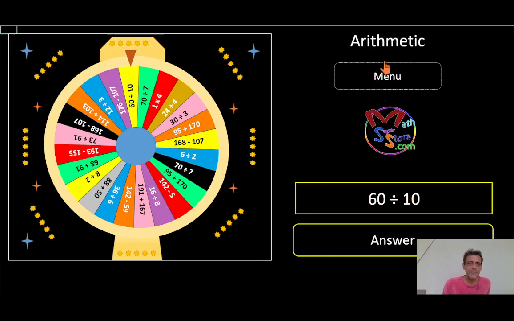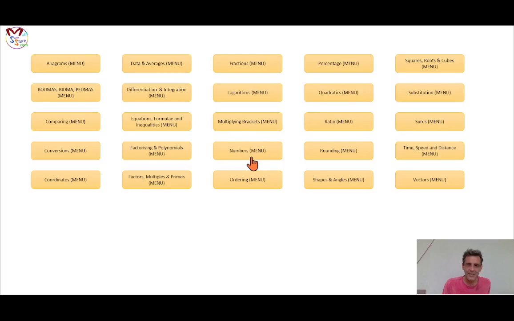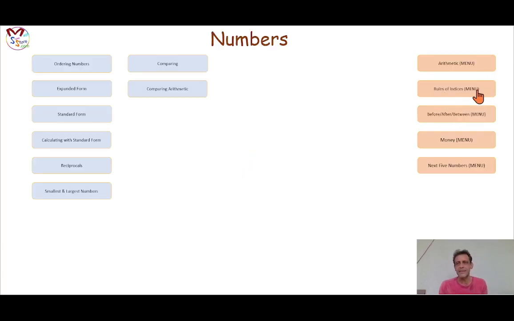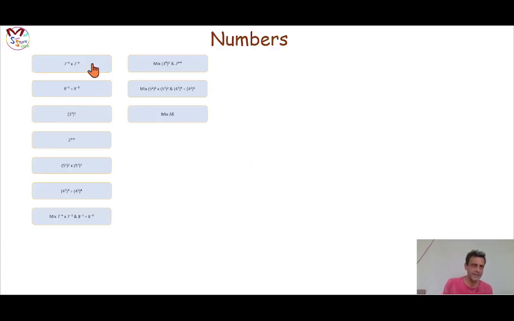Okay, so that's arithmetic. That was from number, and there's more inside numbers. We've got rules of indices, and in rules of indices there is all of these, and you can mix the different types or mix them all.